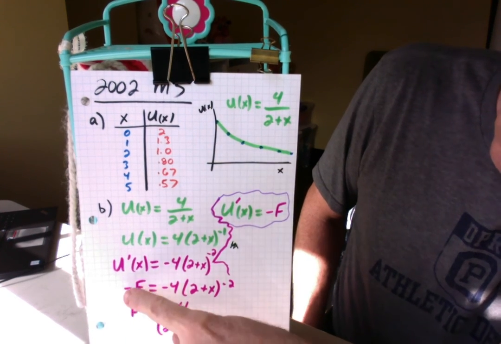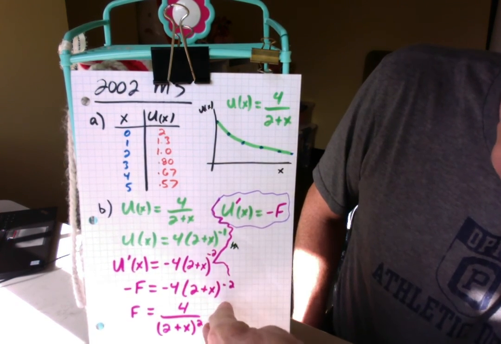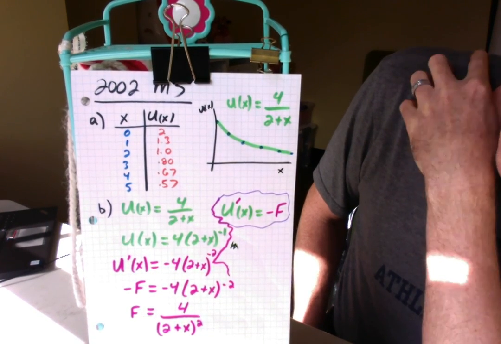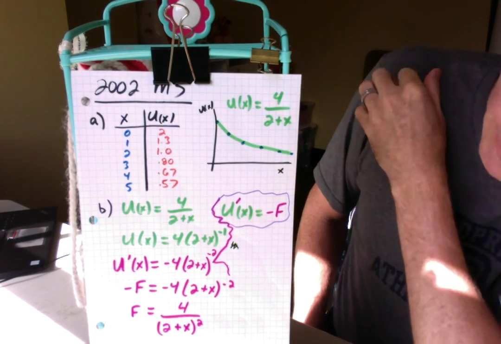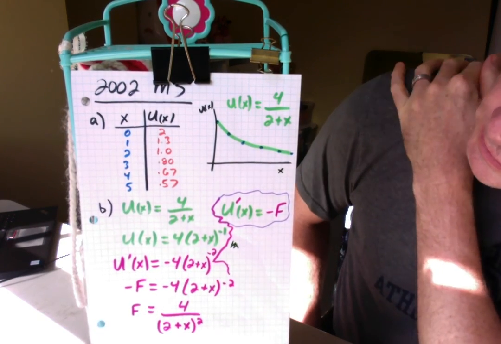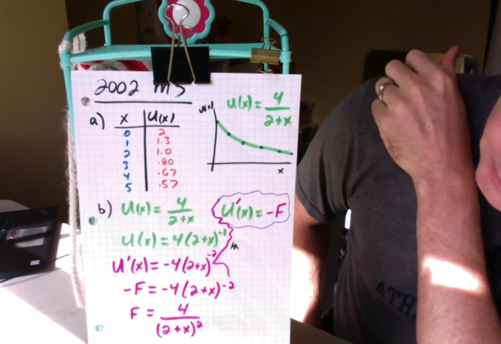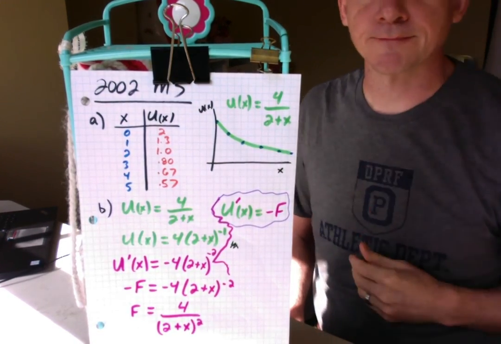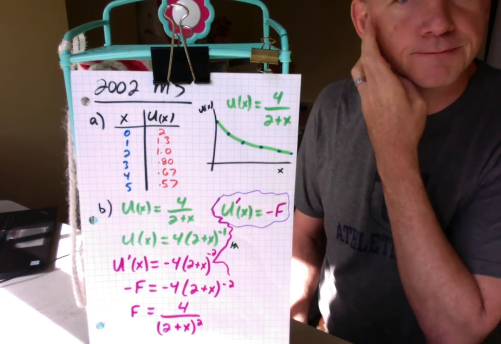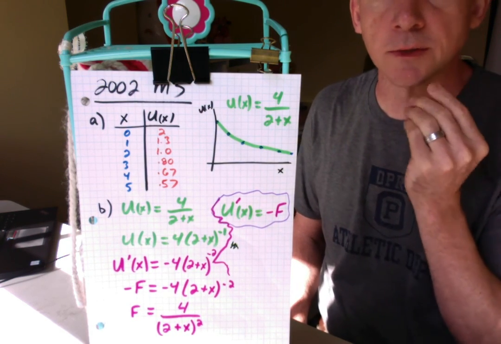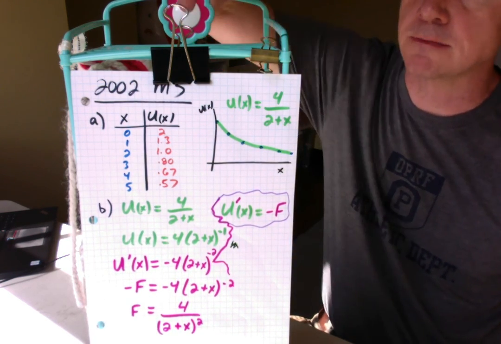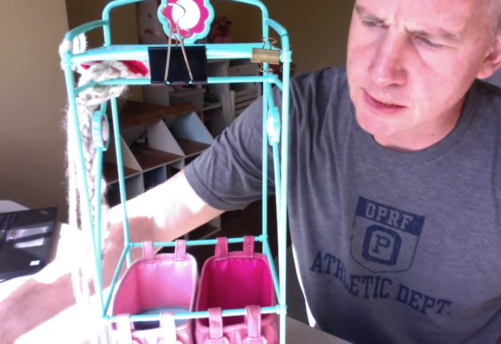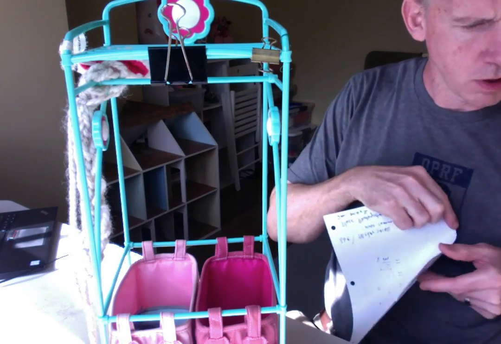If negative force is equal to that derivative function, then we just get rid of that negative, make it a positive. So we end up with the force acting on this object to be 4 over the quantity 2 plus x squared. All right, A and B, pretty doable. C, CS4.